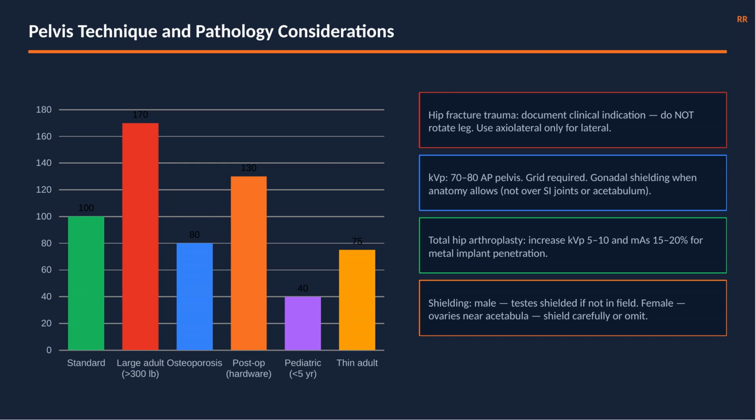Pediatric under 5 years. Decrease mAs to approximately 40% of adult standard. Very thin anatomy. Shielding considerations. Male patients. Testicular shield placed directly over the testes when the gonads are not in the field of interest. Female patients. The ovaries lying near the acetabula. Shielding must be done carefully to avoid obscuring the anatomy of interest.